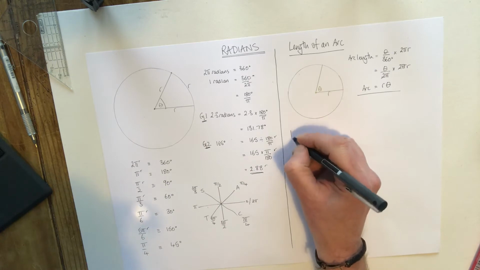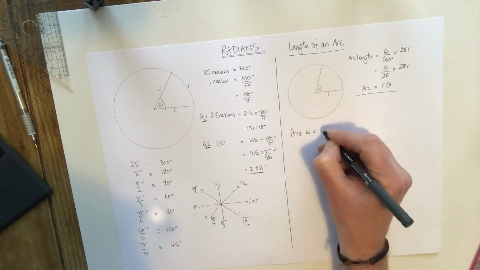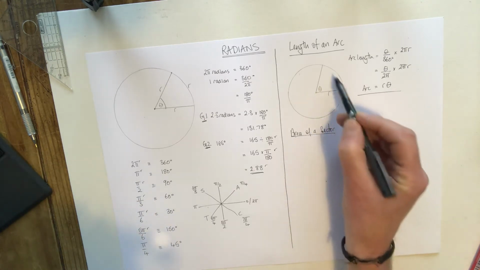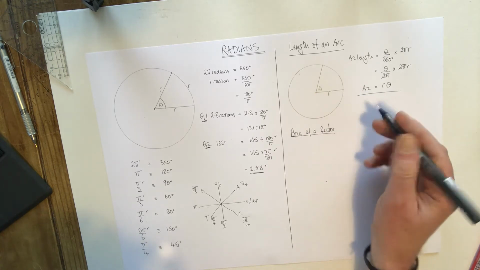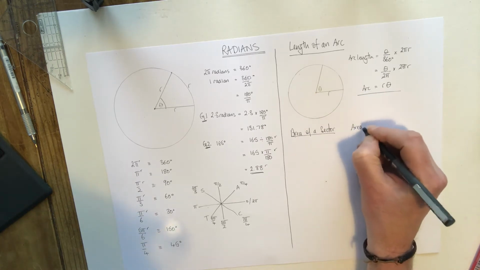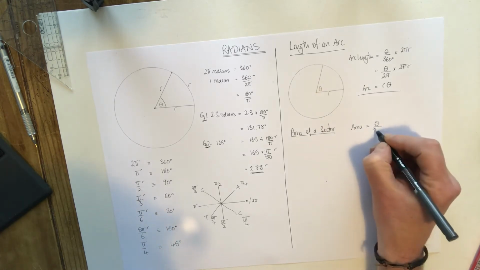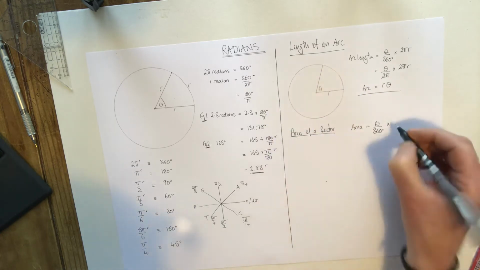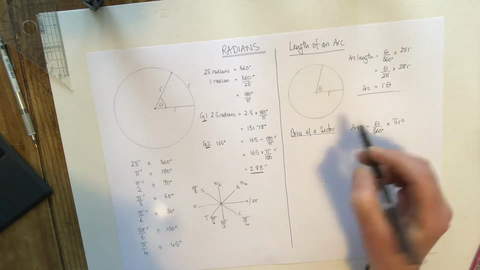The area of a sector works in a similar kind of way. Area of a sector. So that's the area of this slice here. And at GCSE, this is the formula you would have used. So it's theta divided by 360 times the complete area, so pi r squared. But we're dealing in radians.